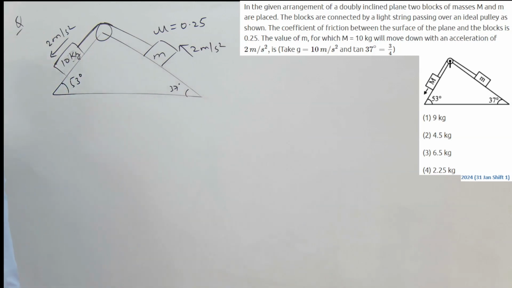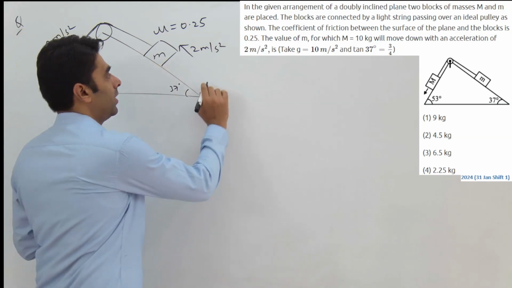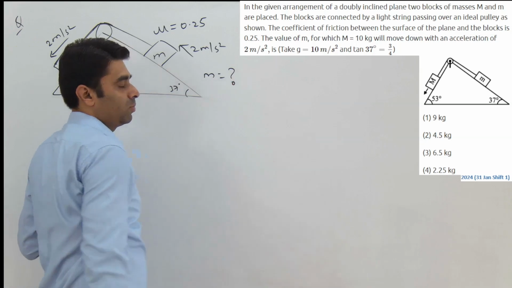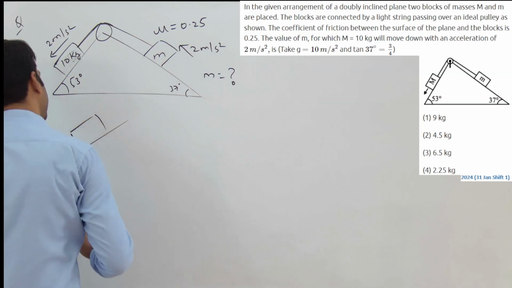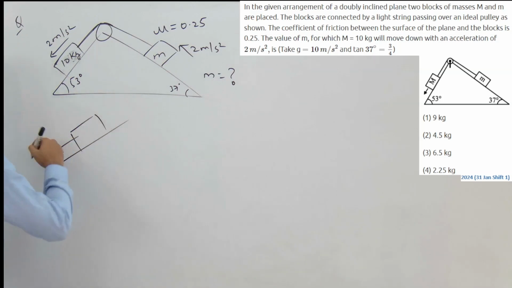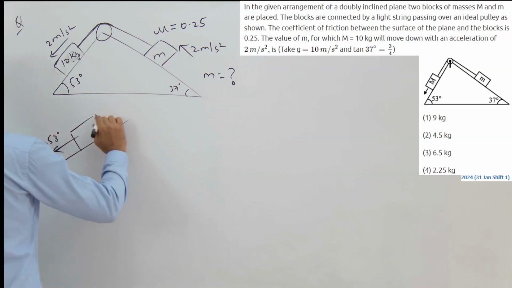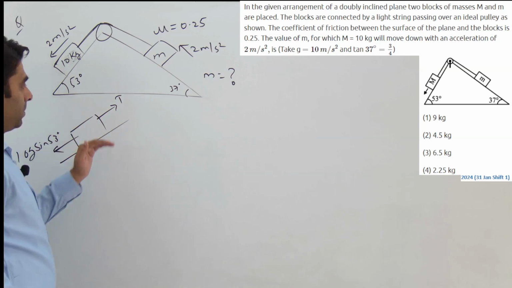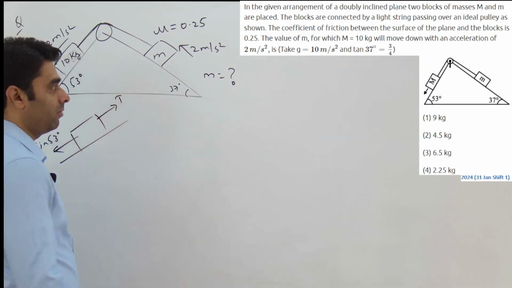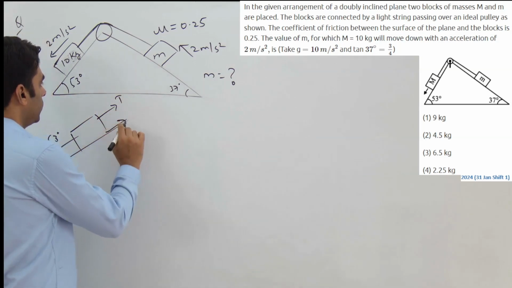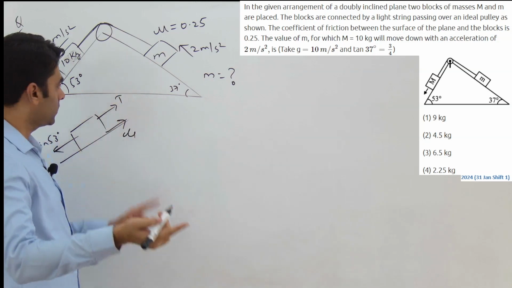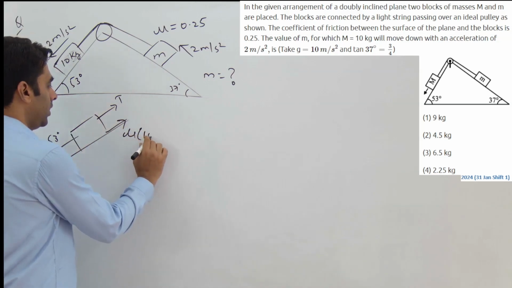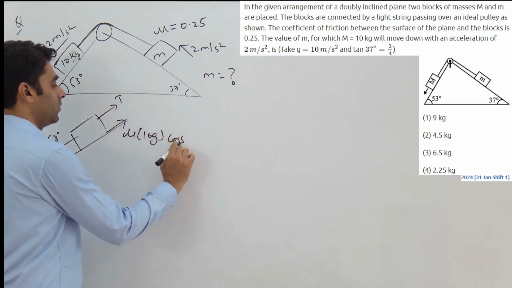Fine. Now how to deal with it? We want to find out small m value. Acceleration is given, we want to find out small m value. Let us draw the FBD first. So if we draw the FBD, this is our 10 kg. What all will be acting on this one? Downward 10 g sin 53, upward will be tension, and because the block is moving downward, friction will be acting up the incline. Friction is mu into N, and N is mg cos 53. So that is mu 10 g cos 53.